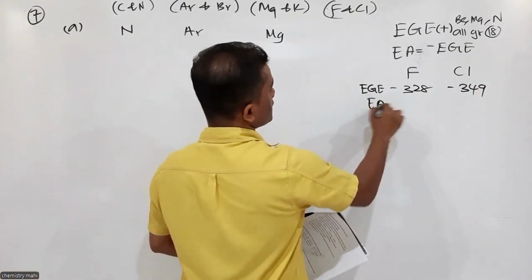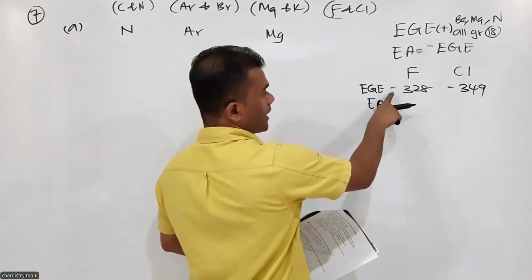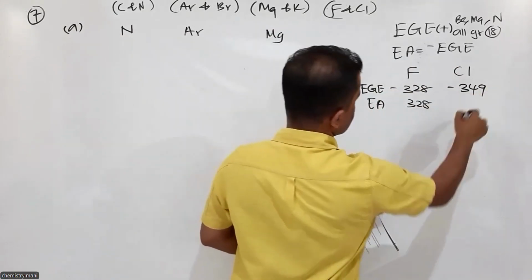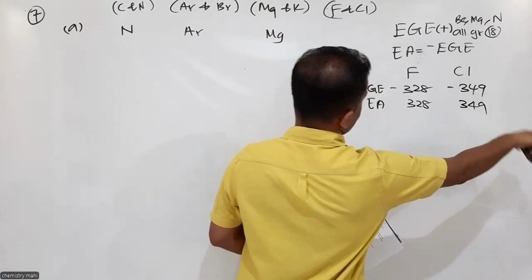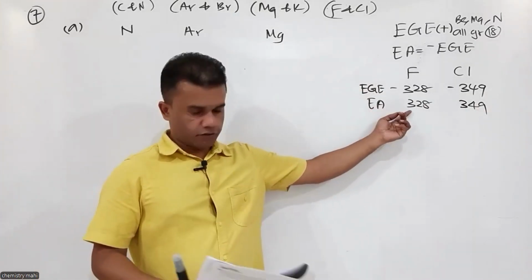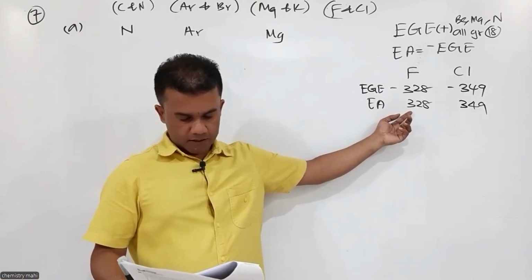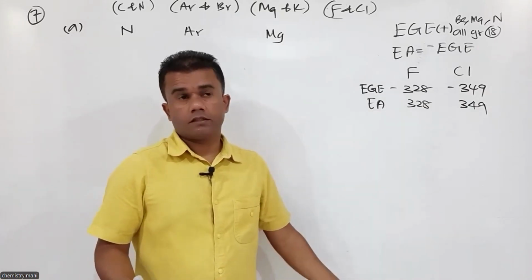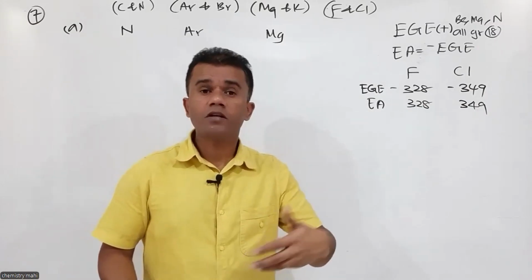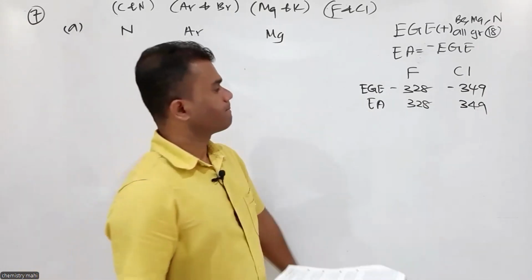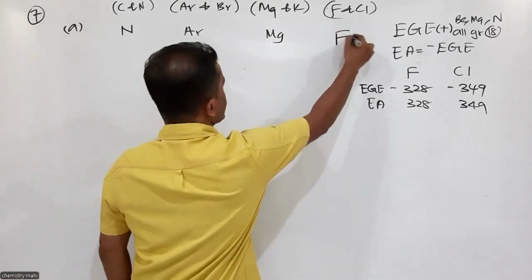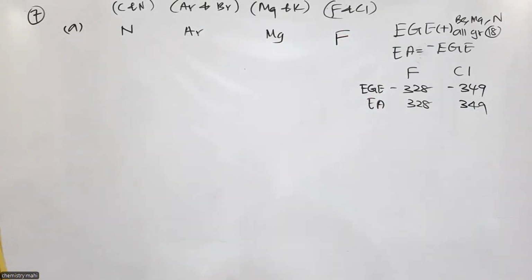Then what will be electron affinities? Minus 328 means same value but plus. Minus 349 means same value plus. These are electron affinities. We get two positive values, but they are more negative one. More negative, but both positive. Then less positive can be more negative. We can say like that. Out of fluorine, chlorine, more negative electron affinity is found in fluorine.